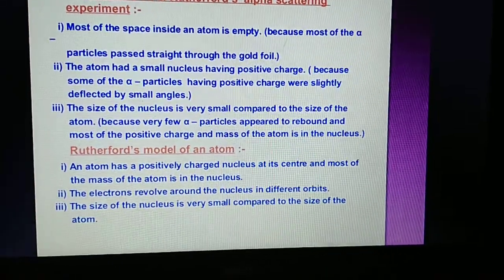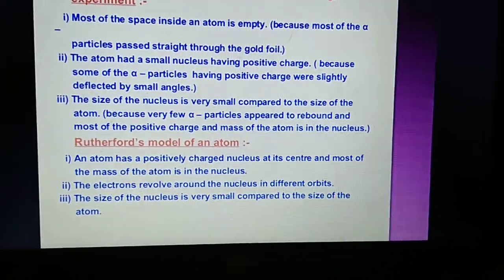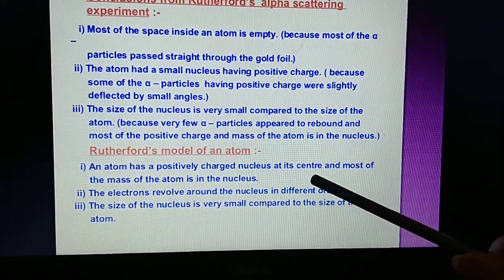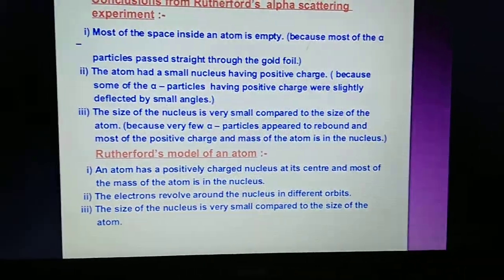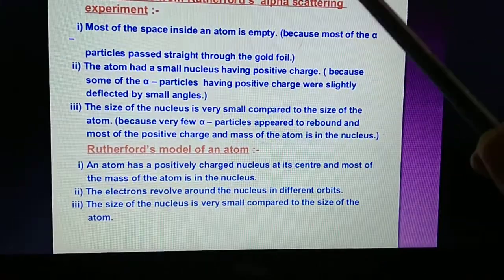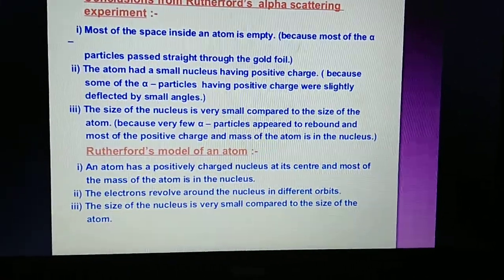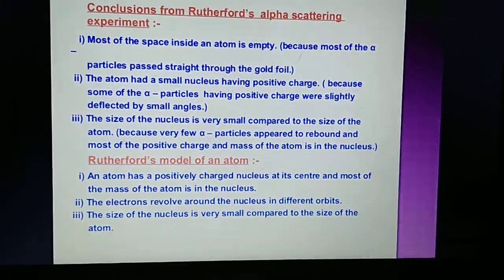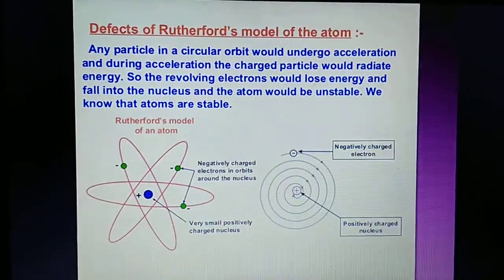The main postulates of Rutherford's model of an atom are: an atom has a positively charged nucleus at its center and most of the mass of the atom is in the nucleus. The electrons revolve around the nucleus in different orbits, and the size of the nucleus is very small compared to the size of the atom.